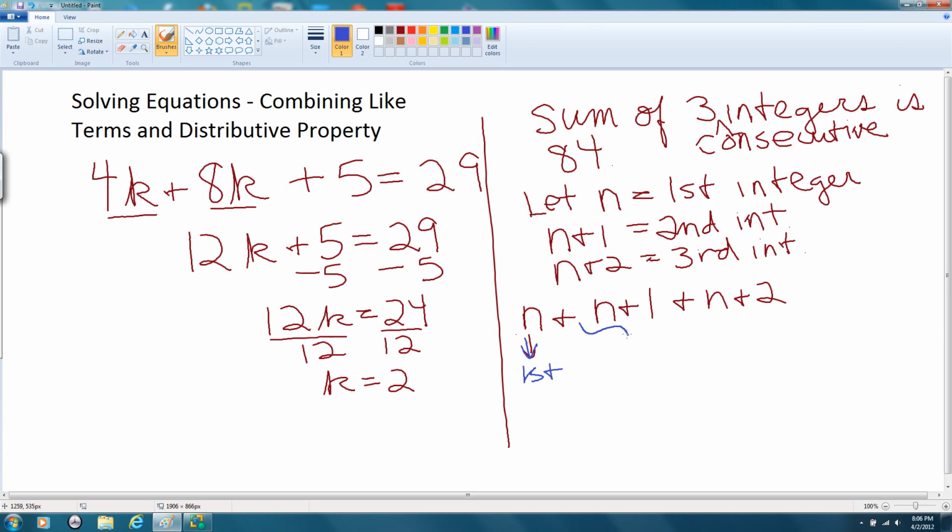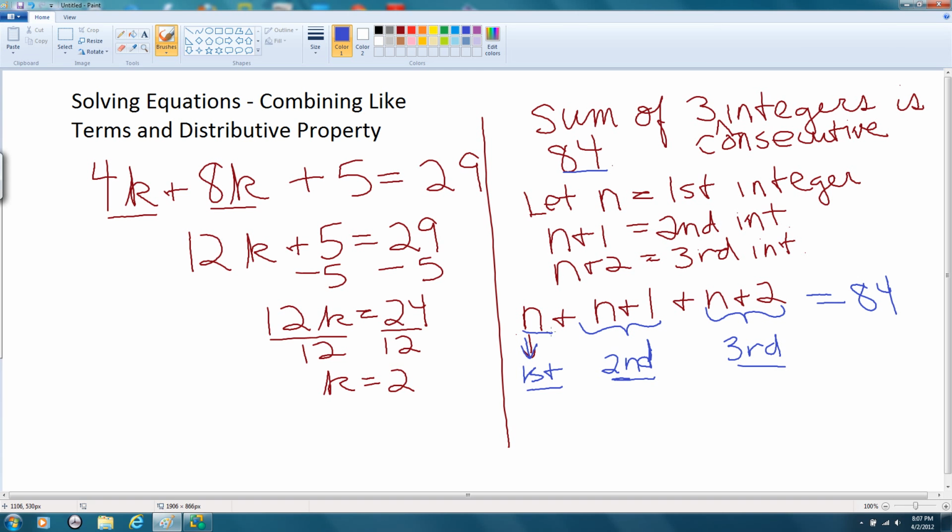This here is the second integer, and this one here is the third. So the first integer plus the second integer plus the third integer, going back to our original problem, is equal to 84. And so now we are going to simplify this expression.